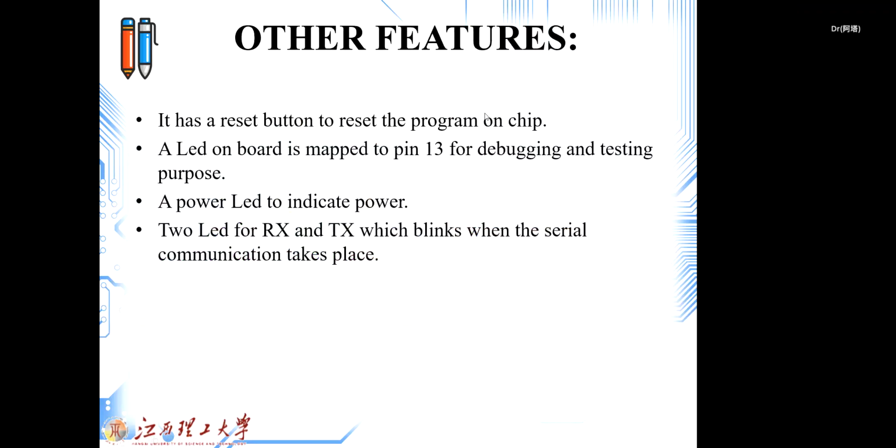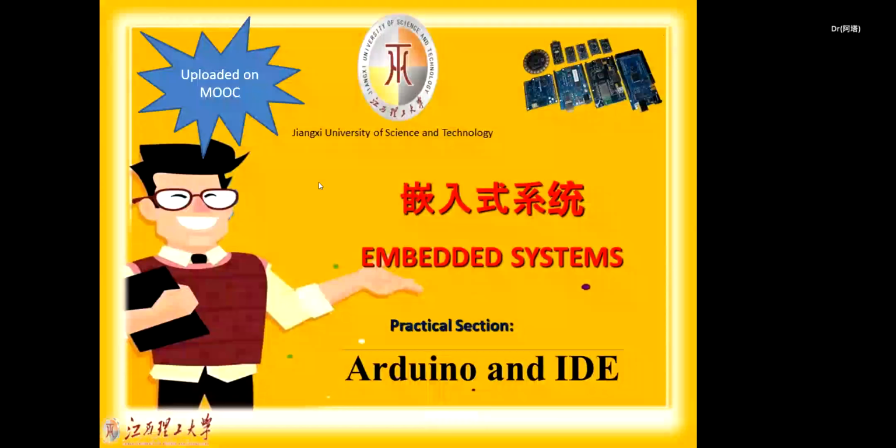Some other features of the Arduino Uno are that it has a reset switch, an LED on board, as we said, a power LED to indicate the power, and two LEDs which do the identification for TX and RX on the Arduino port. That was very brief about the Arduino Uno R3, which is the recent one.